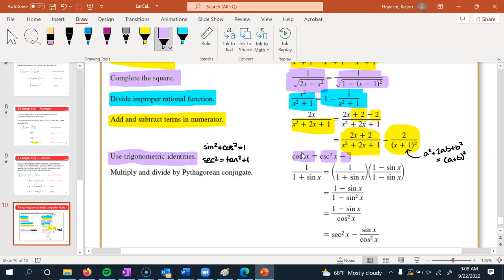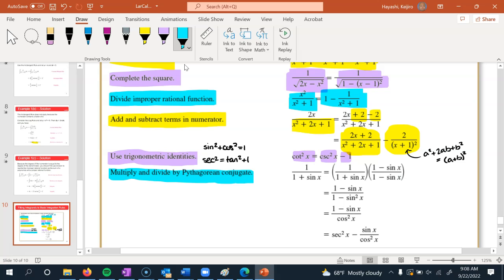And last, if you see something weird like 1 plus sine of x in the denominator, you can try to get it to be some sort of meaningful trigonometric expression by multiplying and dividing by the conjugate. The conjugate being just the expression with the same terms, just a different sign in between.